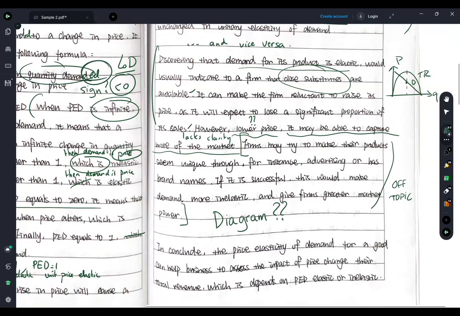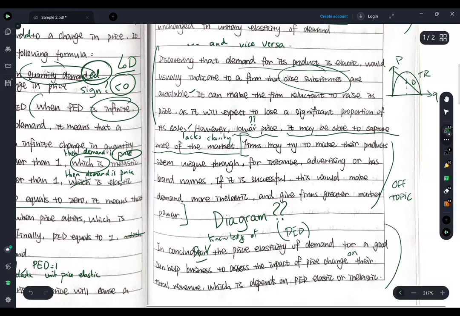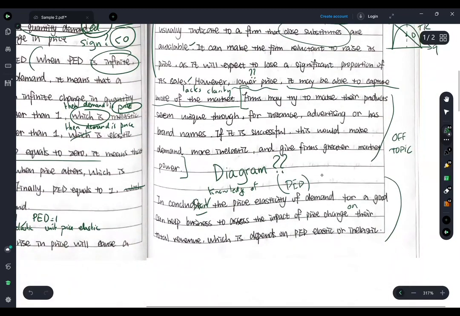In conclusion, knowledge of the price elasticity of demand, and we could simply write PED to save time, for a good can help businesses to assess the impact of price changes on their total revenue, which depends on whether it's elastic or inelastic. Okay, comment number one, for part A, it's not necessary to conclude.